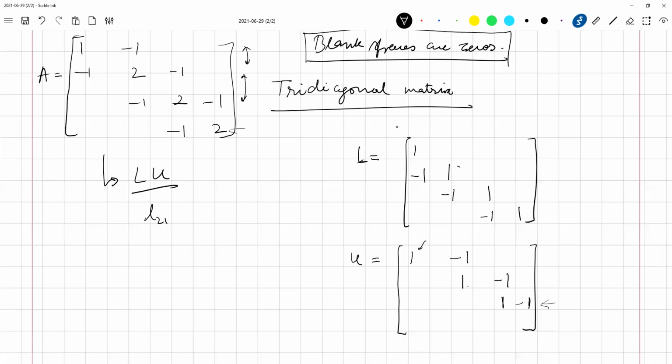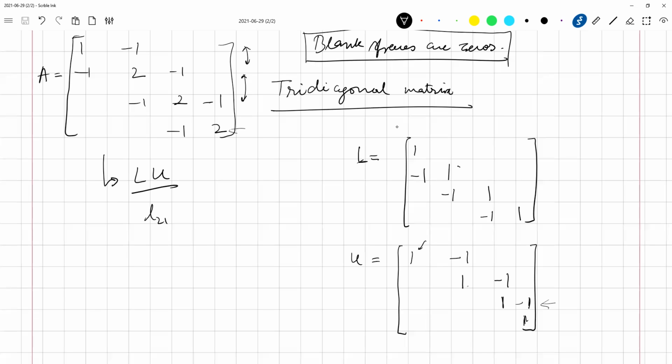That goes into L. And what will this be? This will disappear, -1, and this will become 2 minus 1. 2 minus 1 is going to be 1. So this is your LU decomposition for this particular matrix A. It gives you a very nice looking decomposition. So in this case, how many calculations will you require?